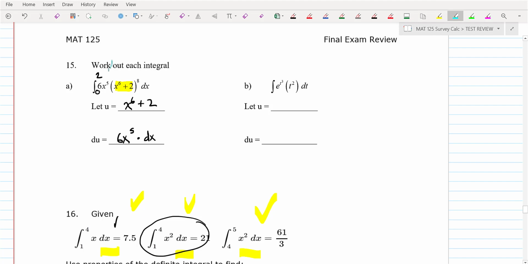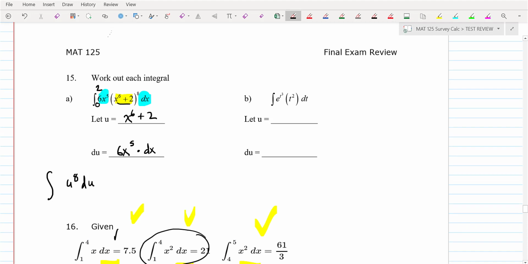Now, what we've learned is we kind of hope the du is what's left over. So it is in this case, so it makes the integral quite a bit easier. So our integral would end up being u to the 8th, and then 6x to the 5th dx is du. That's an integral that you can do. Now, we did this in class. You have to change the limits because you want to make your integral as easy as you possibly can. So let's review that.